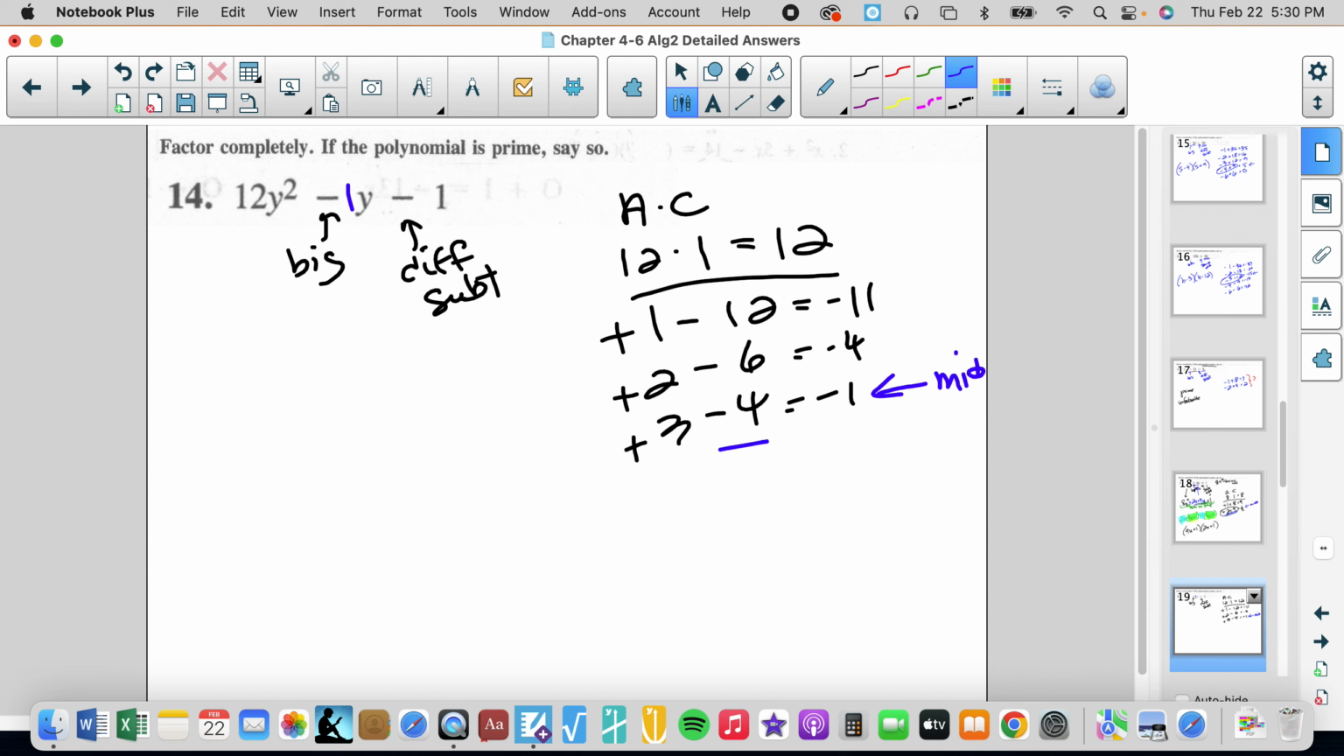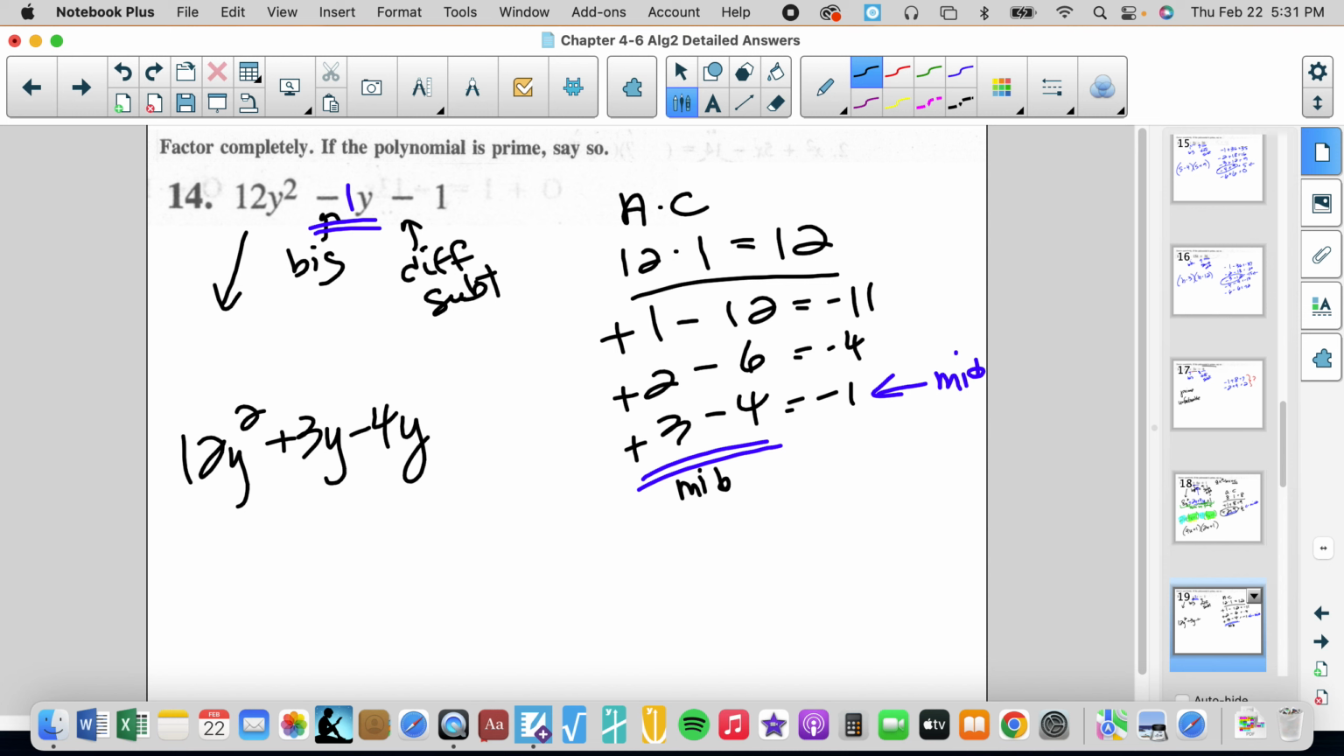So I'm going to take these two and I'm going to split my middle term up. So we bring this down, 12y squared. Now I'm going to use my new middles, plus 3y minus 4y, because what's positive 3y minus 4y? That equals negative 1y. And then we bring down my negative 1. And now we're going to factor by grouping. Grab these two, grab these two. We did it.